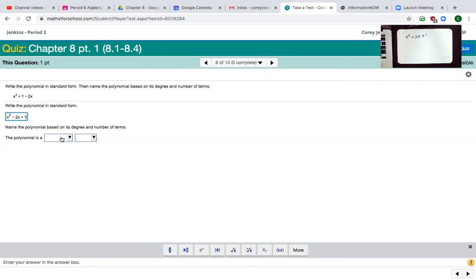And then classifying, this is where a lot of us kind of went wrong. So by degree, we go with the degree of the highest term. So this is a second degree, also known as quadratic.